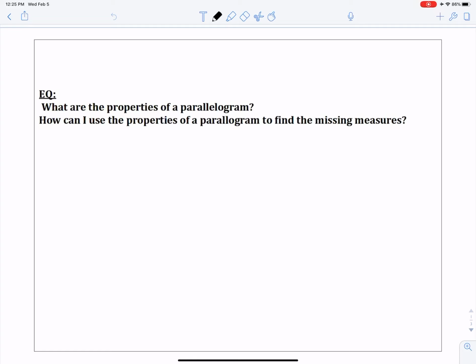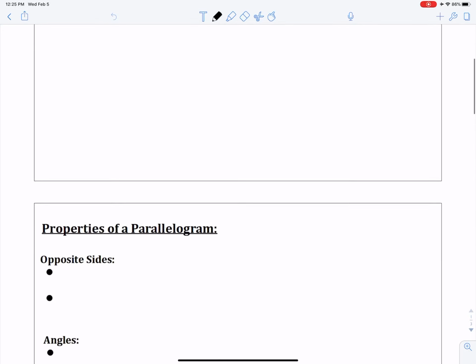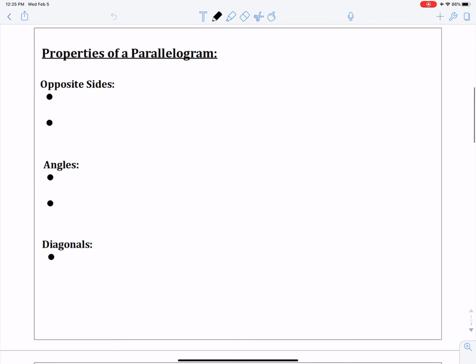Okay, today's video is about parallelograms. So we're going to talk about the properties of a parallelogram and then how to use the properties of a parallelogram to find any missing measures on your parallelogram. So first, we're going to write down the properties of a parallelogram.